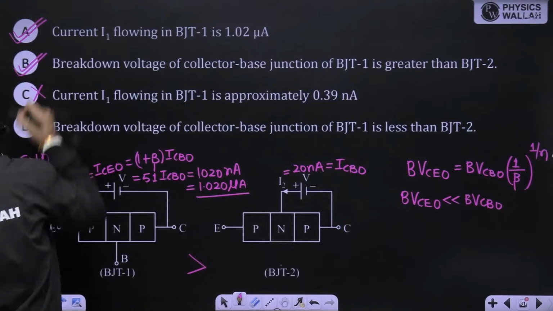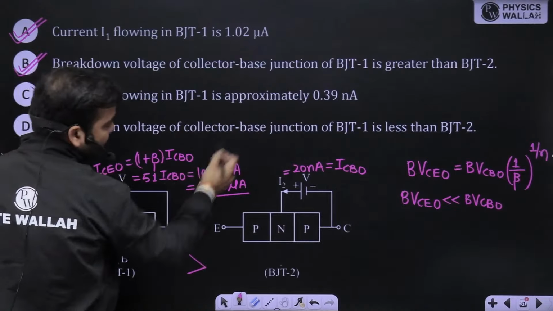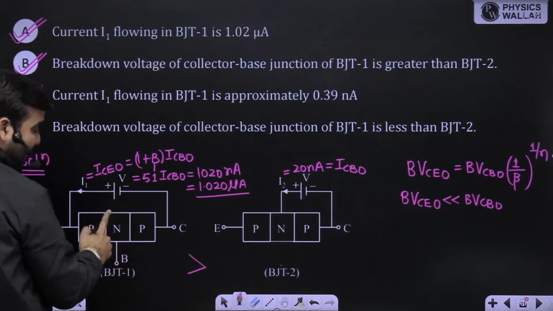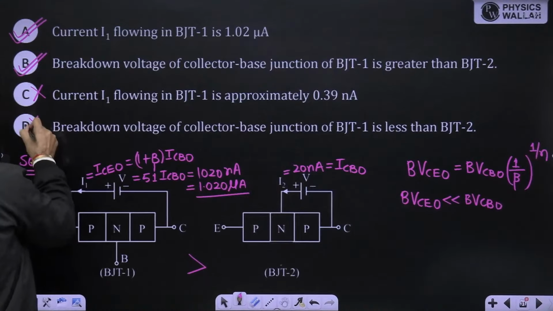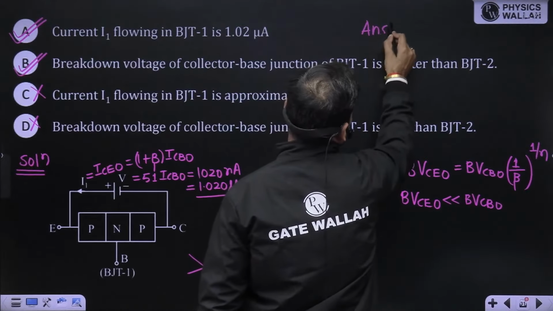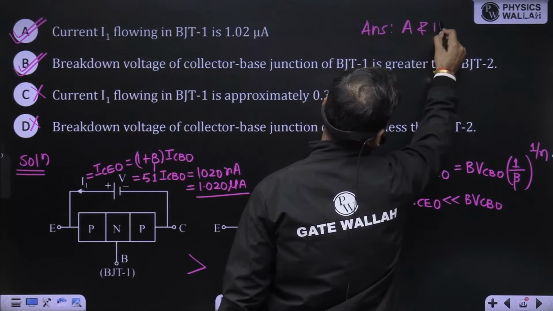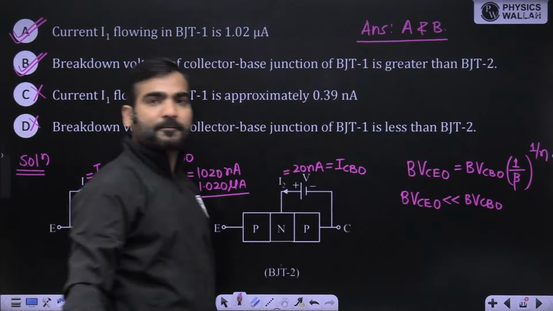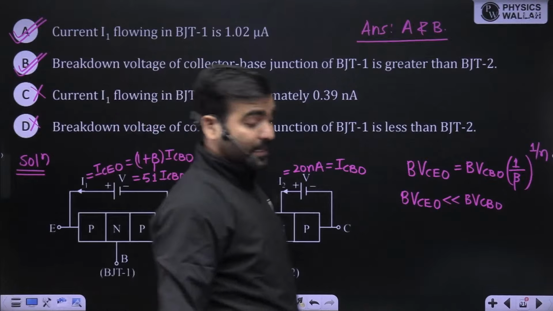Yes, it is correct. And breakdown voltage of the collector base junction of BJT 1 is less than BJT 2. No, it is wrong. So A and B are correct. So the answer is A and B. These two are the answer. A and B are correct, and C and D are wrong.